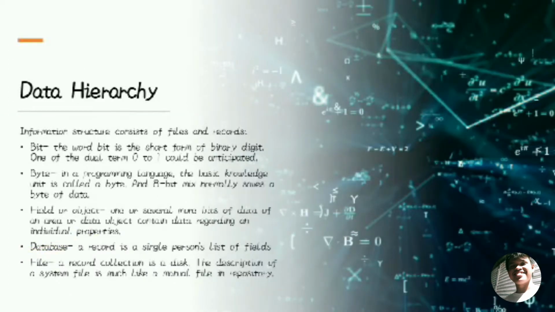So, information structure consists of files and records. So, number one, we have the bit. The word bit is the short form of binary digit. One of the dual terms 0 or 1 could be anticipated.